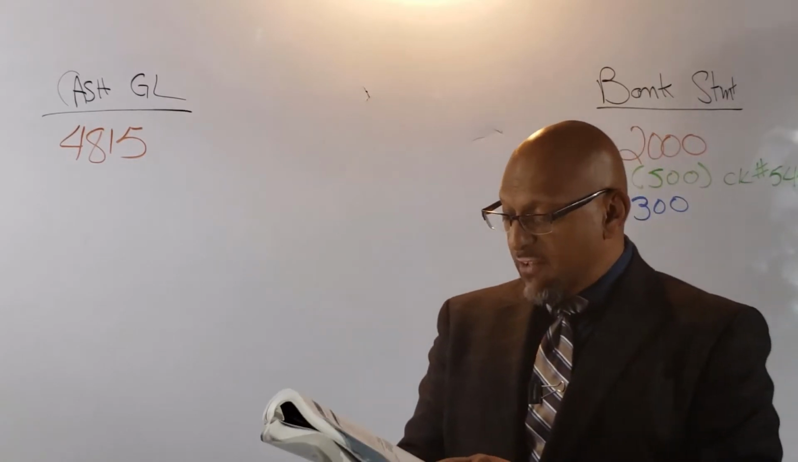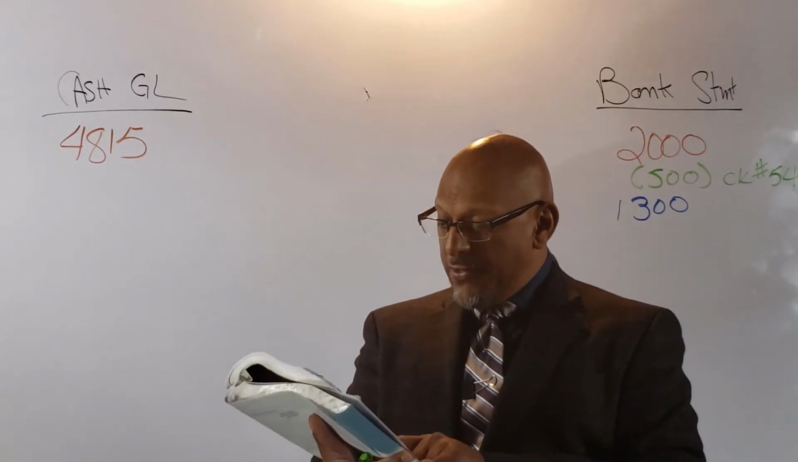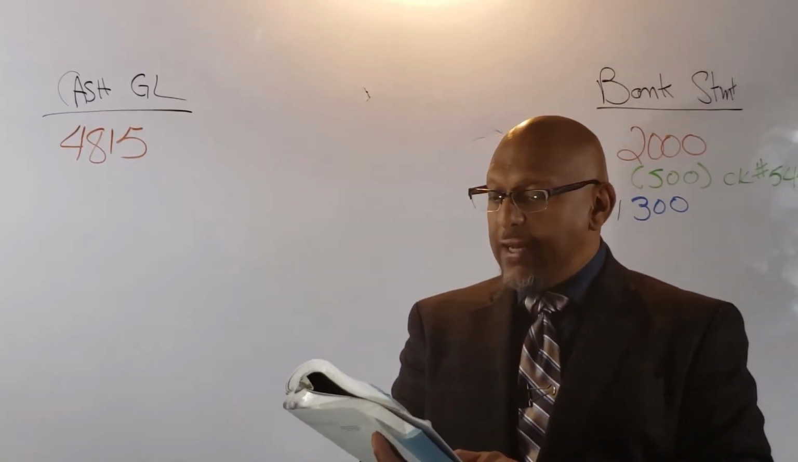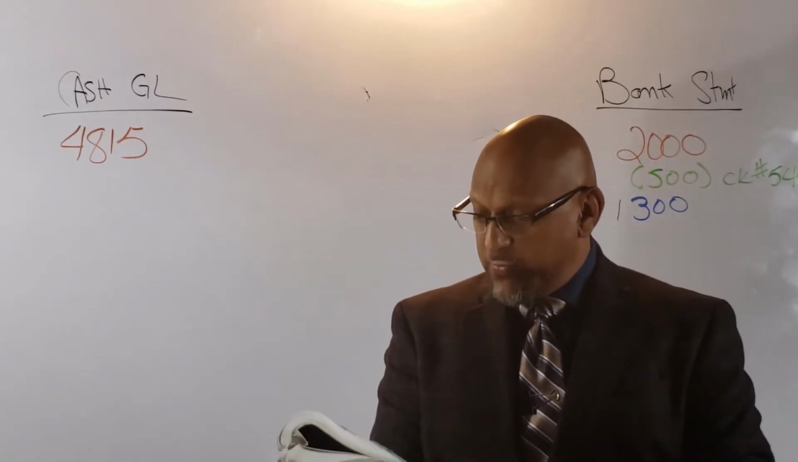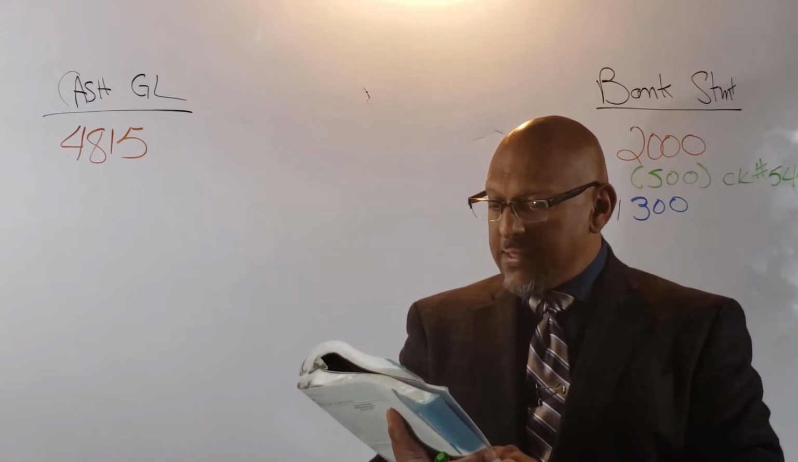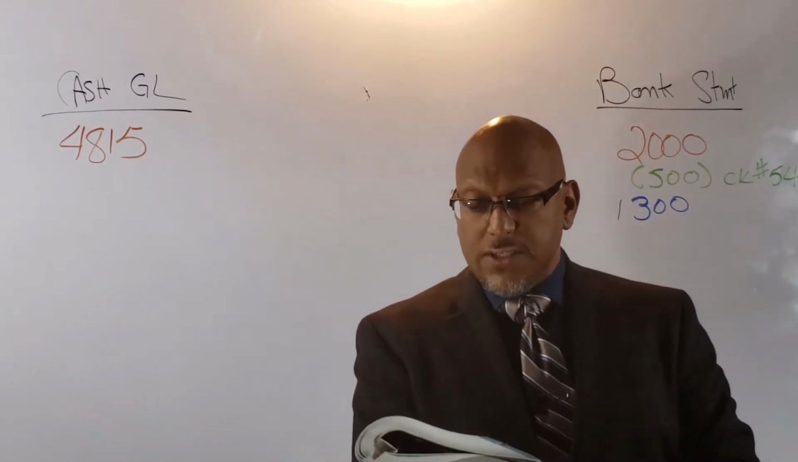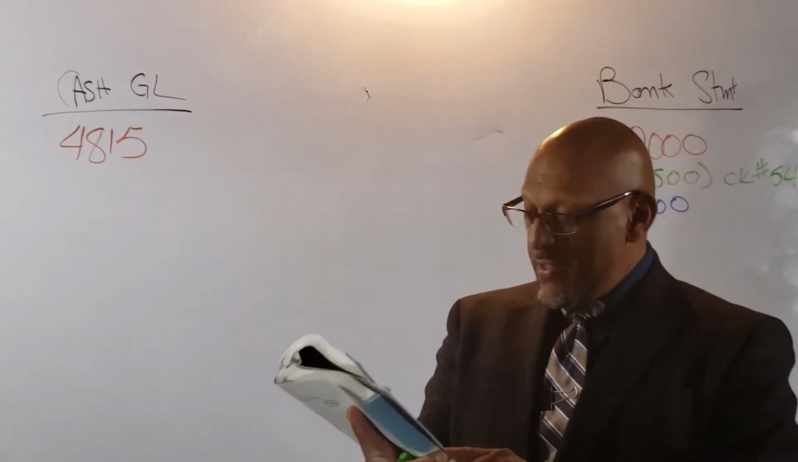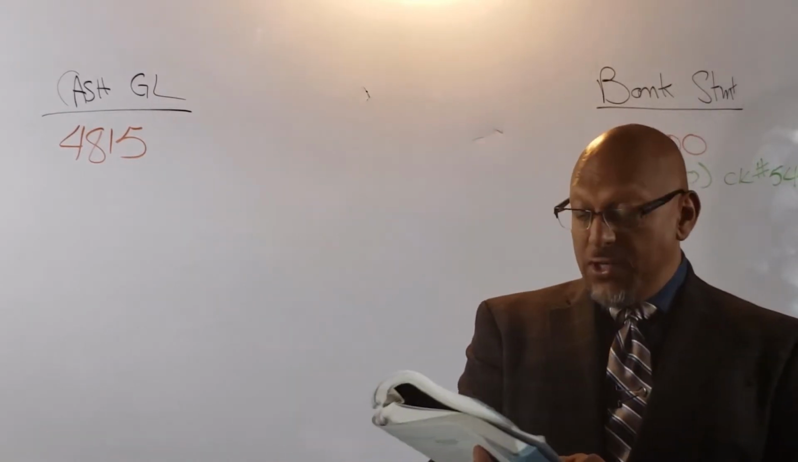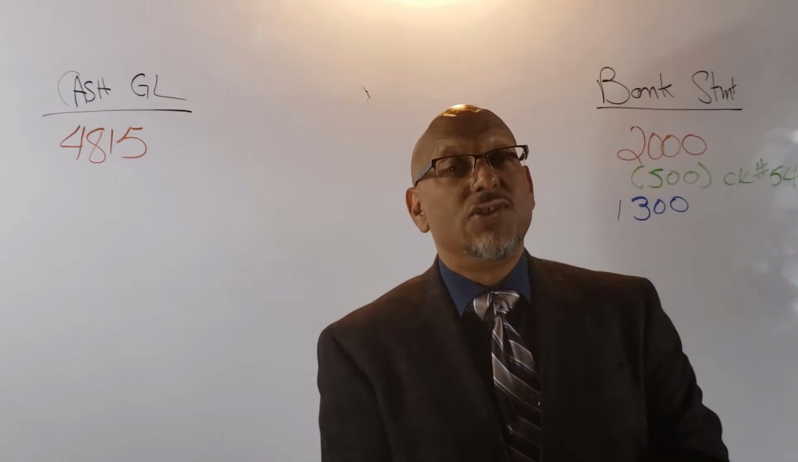We have a check 543 in the amount of $1,600. Is that in the GL? Yes, check, check. We have a deposit of $2,000 on the 16th. That's equivalent to the debit of $2,000. So check, check. We have check number 542 for an amount of $400.